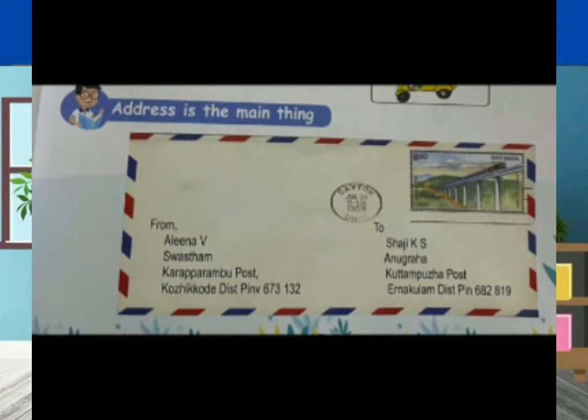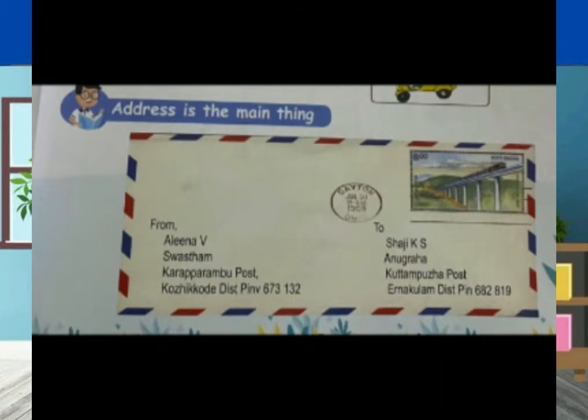If we want to send a letter, we should write the address. That is, the from address and the to address. The from address is the address of the person who wrote the letter. That is, if I want to send a letter to another person, the from address is mine. It's my address. And the to address is the address of the person we want to send the letter to. To address is the other person's address.